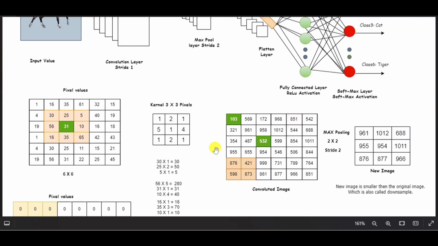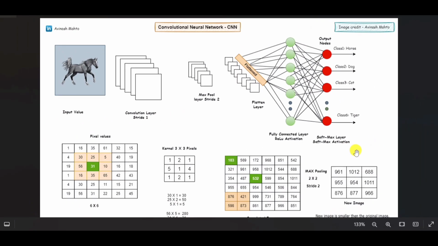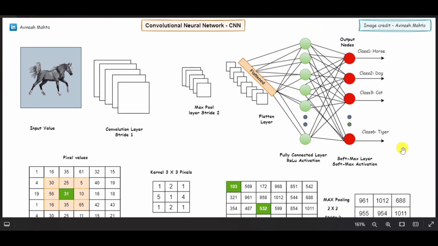After that, in the same way, the next pool comes, and here the highest value is 955, here the highest value is 954, and here the highest value under this pool is 1011. Now in the same way here it is 876, in this pool 877, and in this pool the highest value is 966. After applying the max pool you will have an image something like this. So max pooling is a process where we reduce the size of the image, and it is also called downsampling. I understand you easily understand max pooling, and it's going quite easy, right?